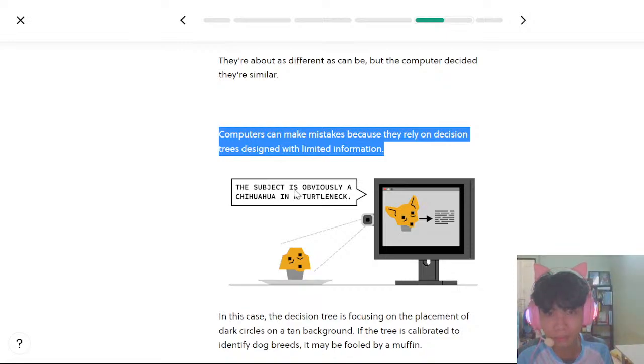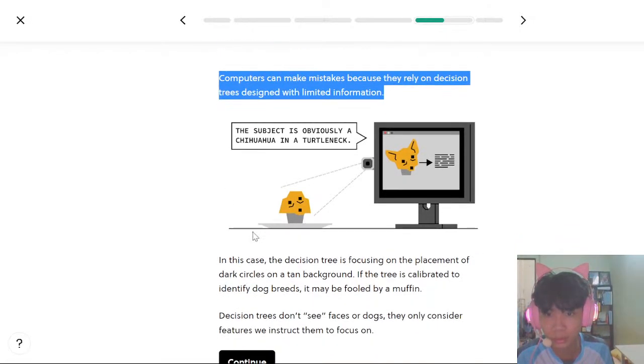The subject is obviously a chihuahua in a turtleneck. In this case, the decision tree is focusing on the placement of dark circles on a tan background. The tree is calibrated to identify dog breeds.